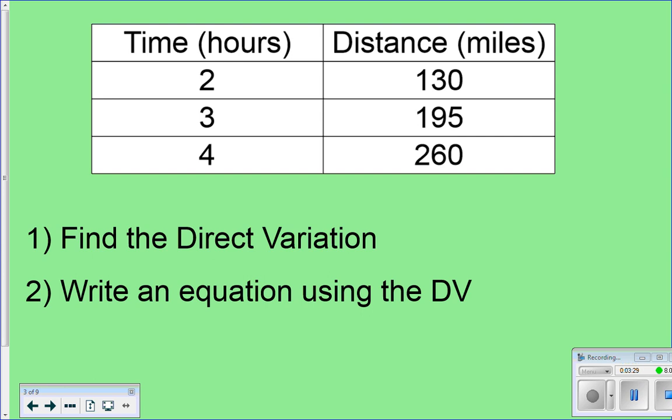Now before I find this direct variation, I need to figure out if it's in proportion or not. How can I figure out if this is in proportion? Brent. Okay, you're on the right track. Eric? Okay, so if I do 130 divided by 2, 195 divided by 3, 260 divided by 4, that would work, right? Cora? I can do cross products. I can go like this and see what happens. Yeah, all of those things.